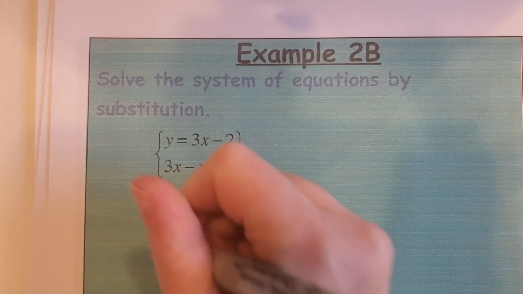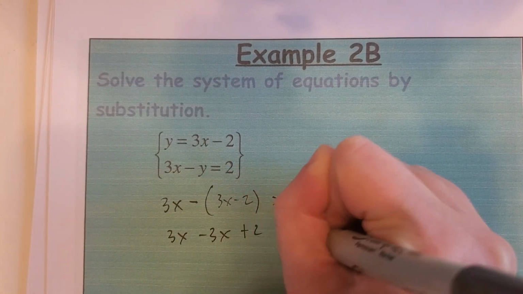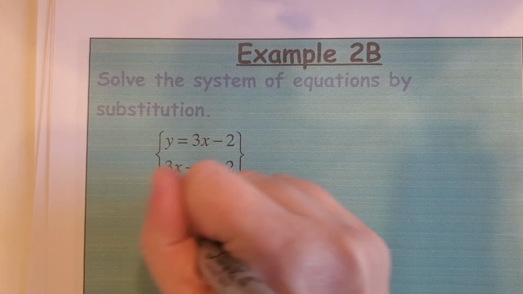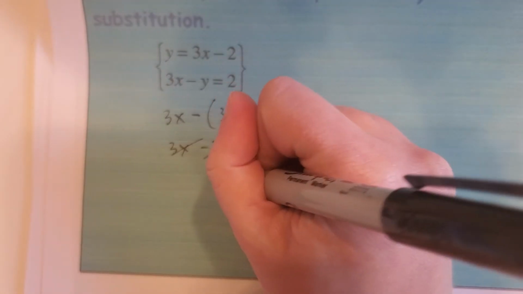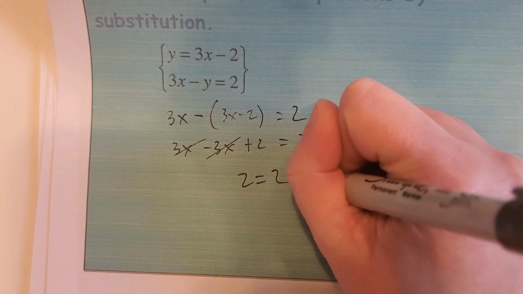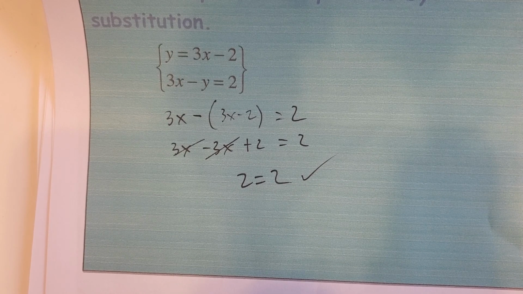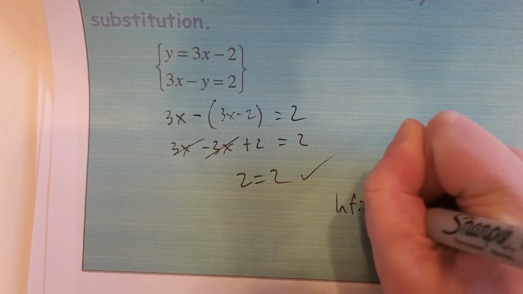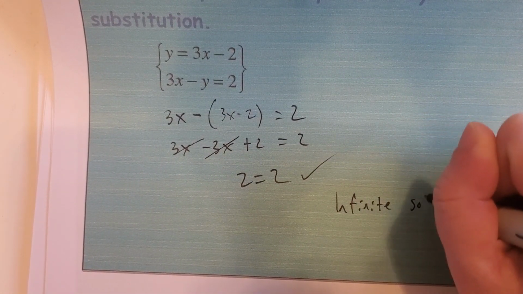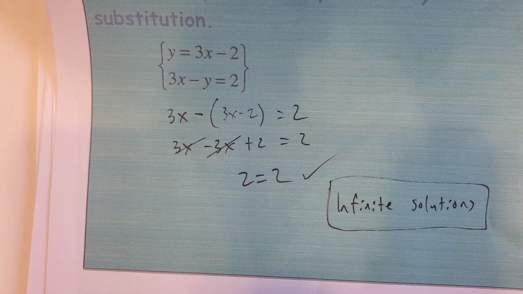Then when you distribute the negative, this gets you 3x minus 3x plus 2 equals 2. The 3x minus 3x is going to cancel out again, and now you're left with 2 equals 2, which is always true. So the variable, again, disappeared completely. So your options are either going to be no solution or infinite solutions. And because you get something that's true, that makes sense, there are infinitely many possibilities for x and y. So there are infinitely many solutions.